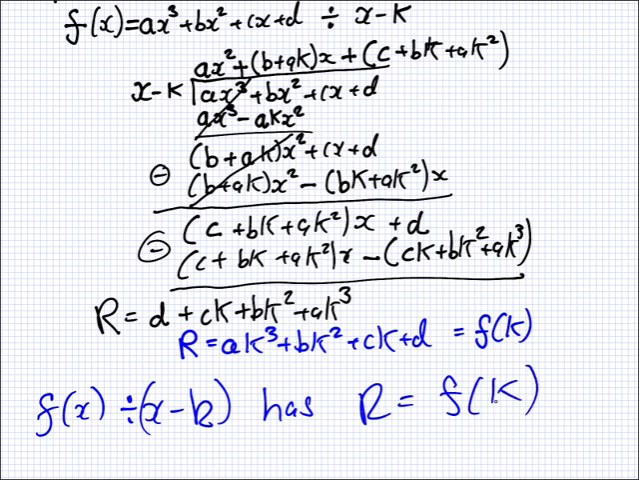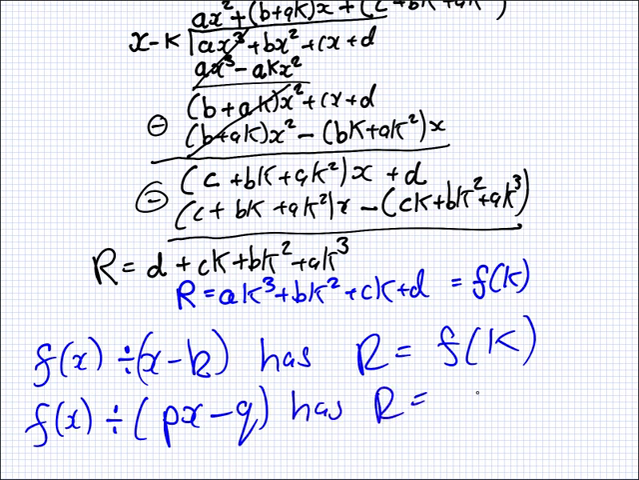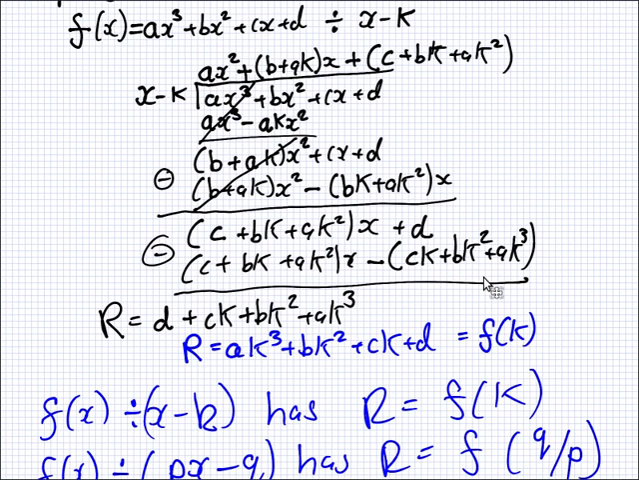And lastly, just before the question there, if you had something a little bit trickier like f(x) divided by, let's say, px minus q, if there were 2 numbers in it, does anyone know what you do then? q over p. Yeah, q over p. Okay, so write this down, please. All right, question?